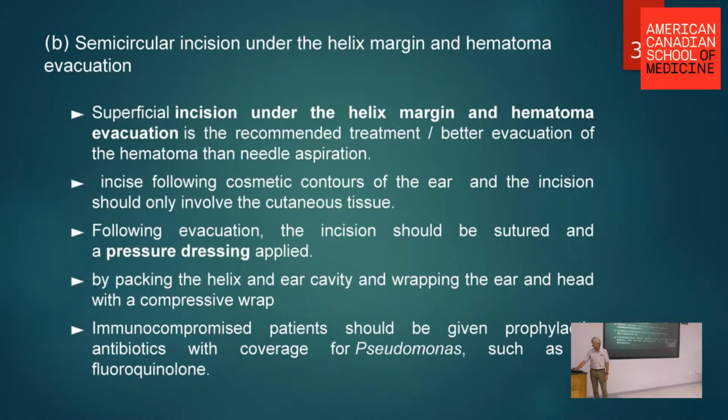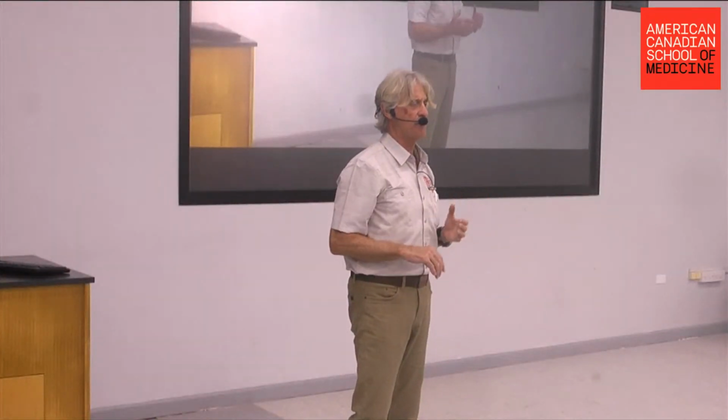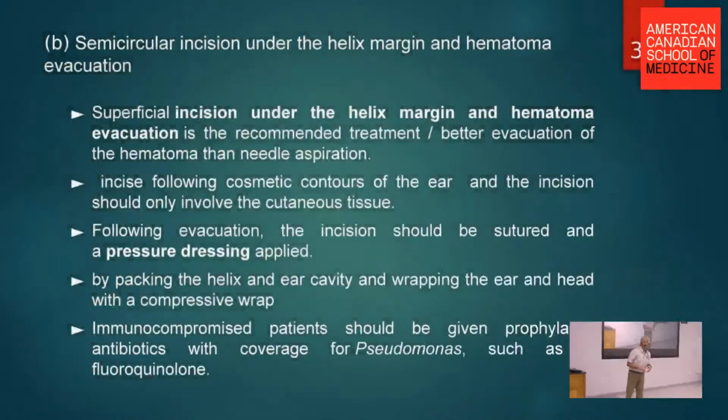So it's a superficial incision, drainage, and then you put a clean dressing. You have to put a pressure dressing on it, otherwise it's going to just reaccumulate. So after you've made the incision, you clean it, you evacuate the clot, and then you have to put a pressure dressing over that to prevent that hematoma from recurring.